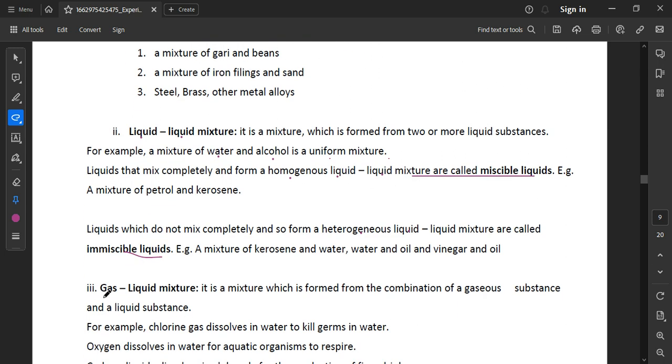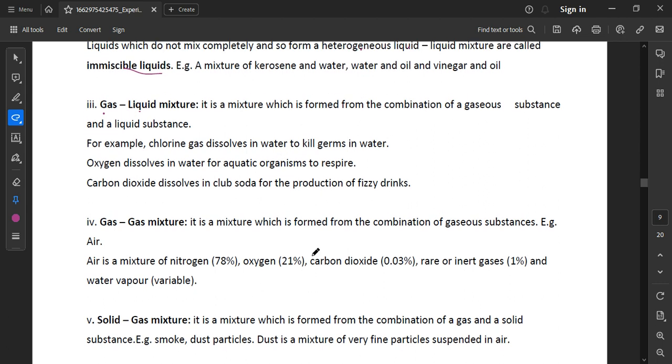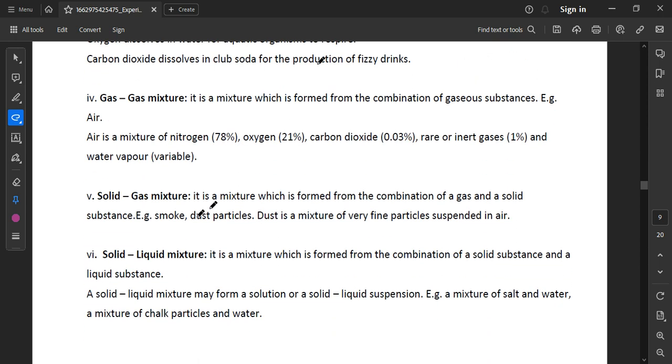Gas-liquid mixture: a type of mixture formed from the combination of a gaseous substance and a liquid. For example, chlorine gas dissolves in water to kill germs in water. Oxygen dissolves in water for aquatic organisms to respire. CO2 dissolves in club soda for the production of fizzy drinks. Gas-gas mixture: a mixture formed from the combination of two gaseous substances. Example: air is a mixture of nitrogen, oxygen, carbon dioxide, rare inert gases, and water vapor.